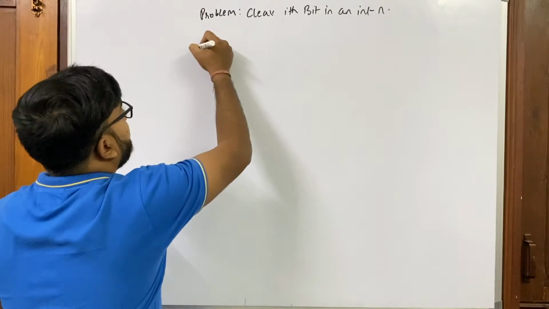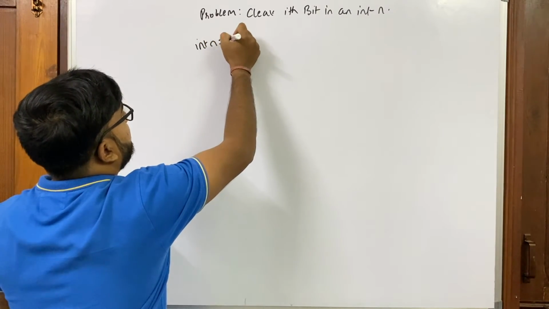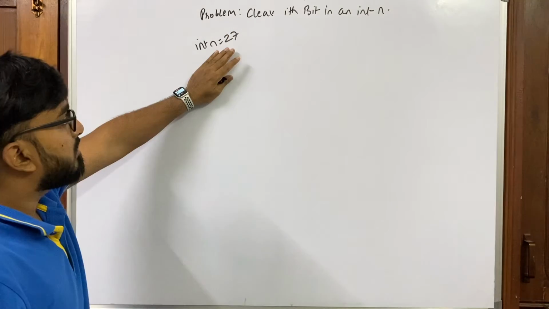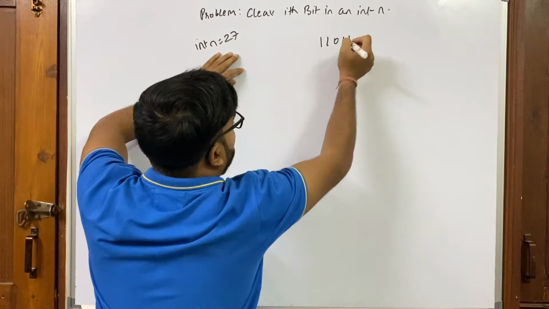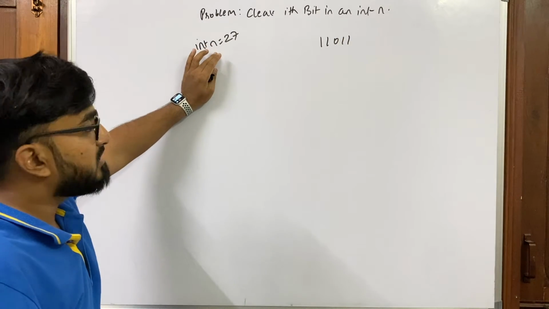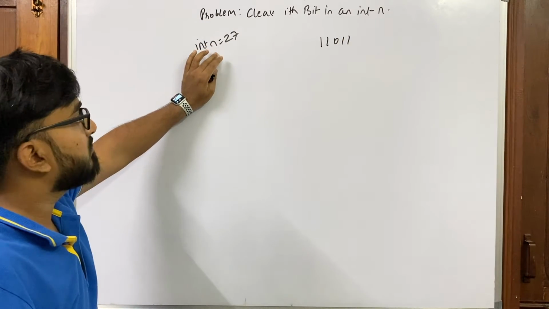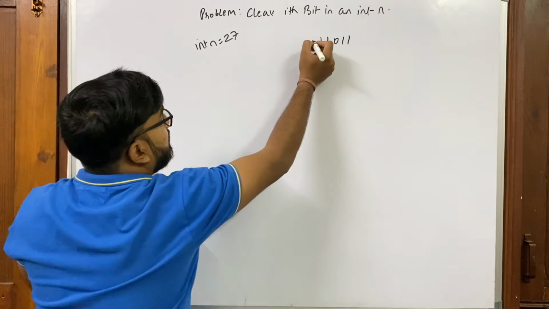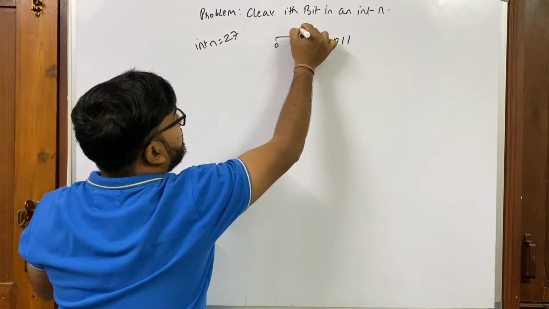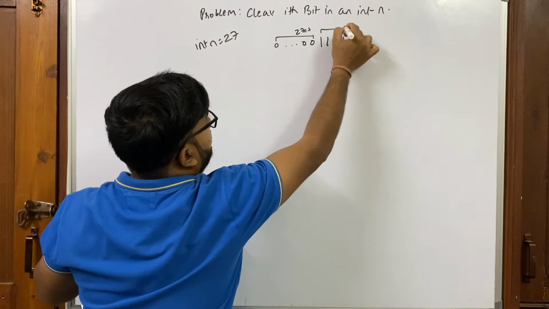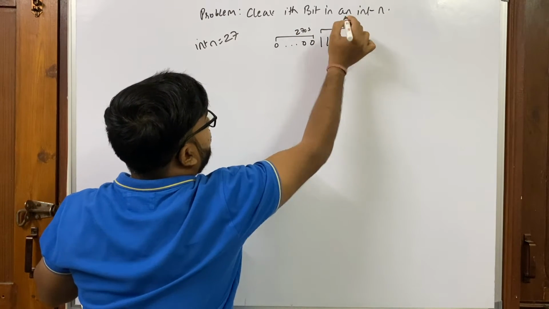So what do I mean by clearing the ith bit in an int n? Let's take n equal to 27. The corresponding binary value for 27 is 11011. Integers in computer science are stored as 32-bit values. So these are 5 bits, and they are padded with zeros on the left. These are 27 zeros, and the remaining 5 bits make a total of 32 bits.